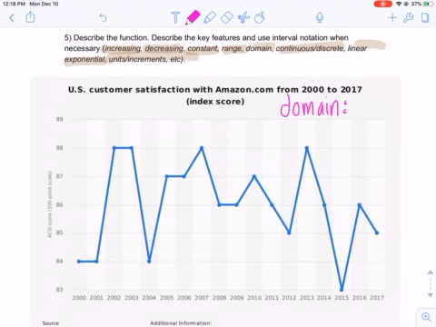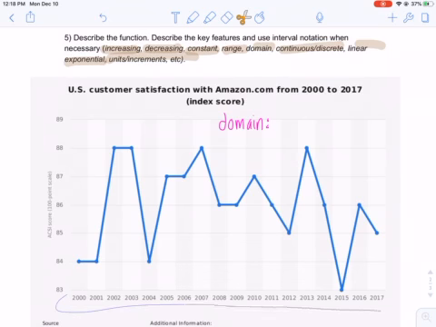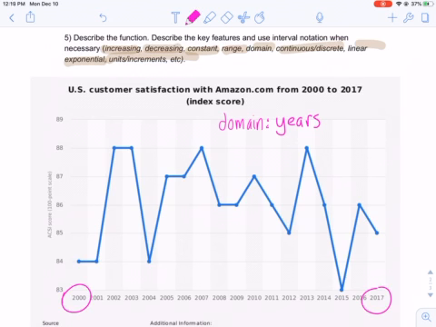Now for my domain, let's take a look at what our domain actually is. If you look down here, we've got 2000, 2001, 2002, 2003. These all represent years. So for my domain, I'm just going to put years. And I can also represent it in interval notation. My graph starts here at 2000, goes up to 2017.